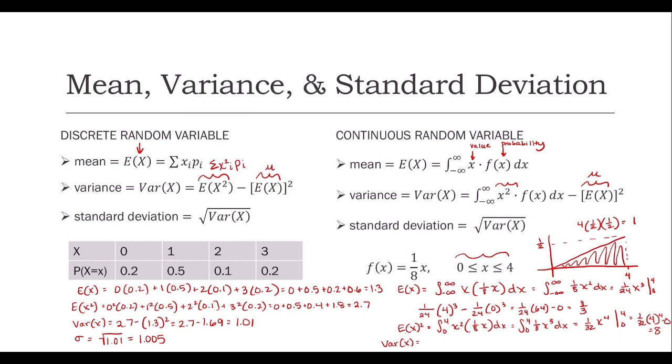So your variance equals E of x squared, which is 8, minus E of x, which was 8/3, squared. So that equals 8 over 9. So your standard deviation will be the square root of that, which equals 2 root 2 over 3. So that's how you would solve those problems.